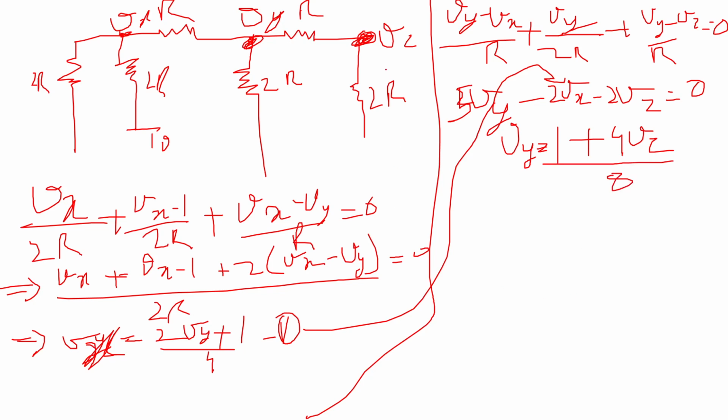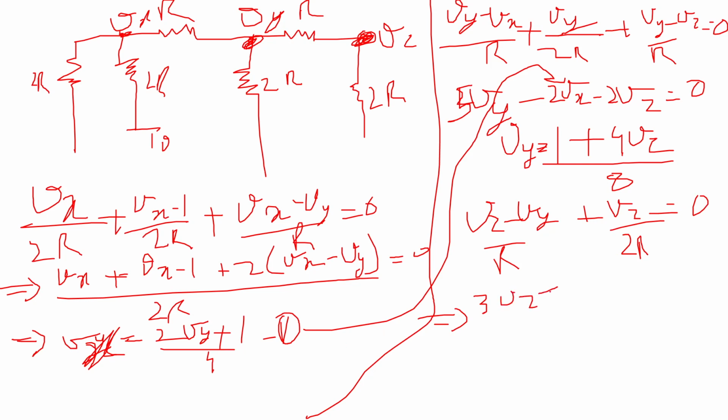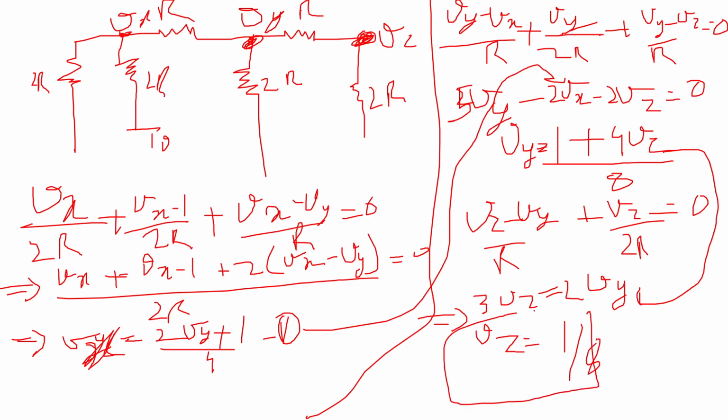Now we'll do the nodal analysis at node Z. So (Vz minus Vy) by R plus Vz by 2R is equal to 0. That implies 3Vz is equal to 2Vy. And then plugging in this value, once you solve it, you get Vz equal to 1 by 8.